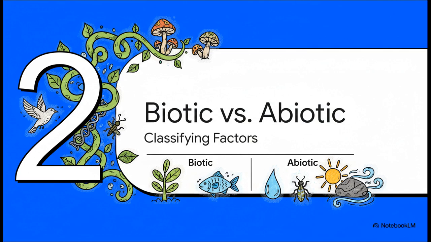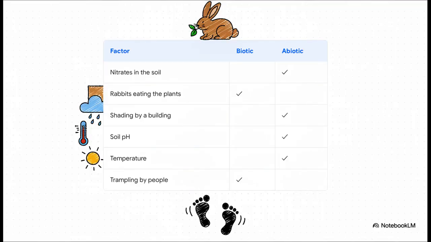This bit is all about correctly classifying environmental factors as either biotic, which means living, or abiotic, which is non-living. And here are the answers, pulled directly from the mark scheme. So, the rabbits and the trampling by people, those are your biotic, your living factors. Everything else on the list, the nitrates, the shade from a building, the soil pH, and the temperature, those are all abiotic. It's really that simple.